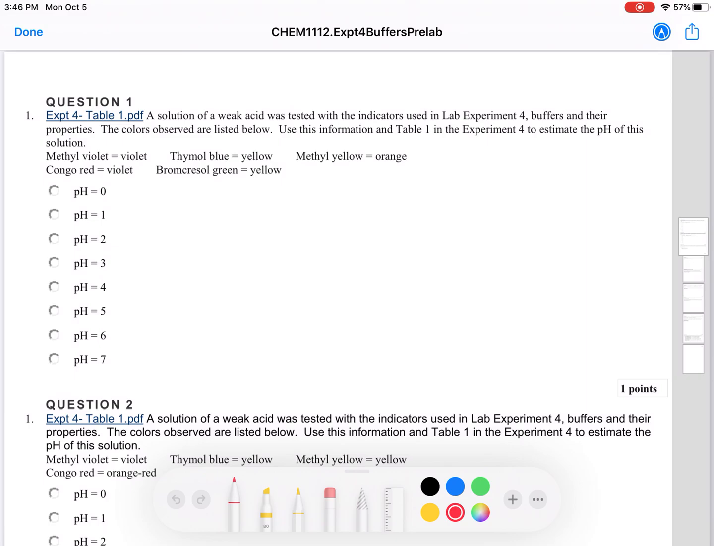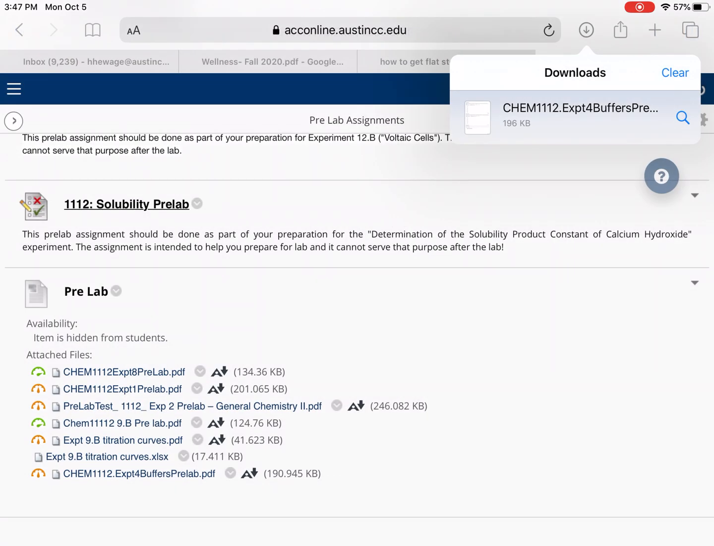Okay, now this information alone will not be helpful for you to find out the pH of the solution. So we have to look up experiment 4 table 1, which I have posted on your Blackboard site. When you open up the questions, you'll be able to click this experiment 4 table 1 and it will take you to your PDF.